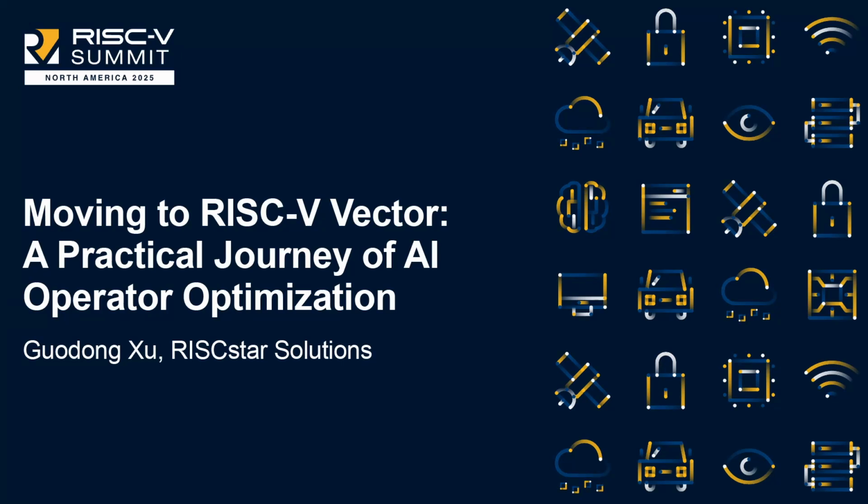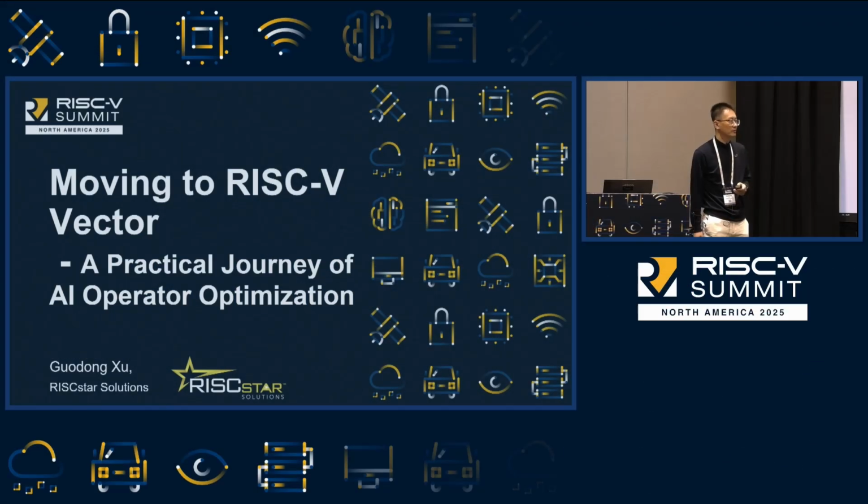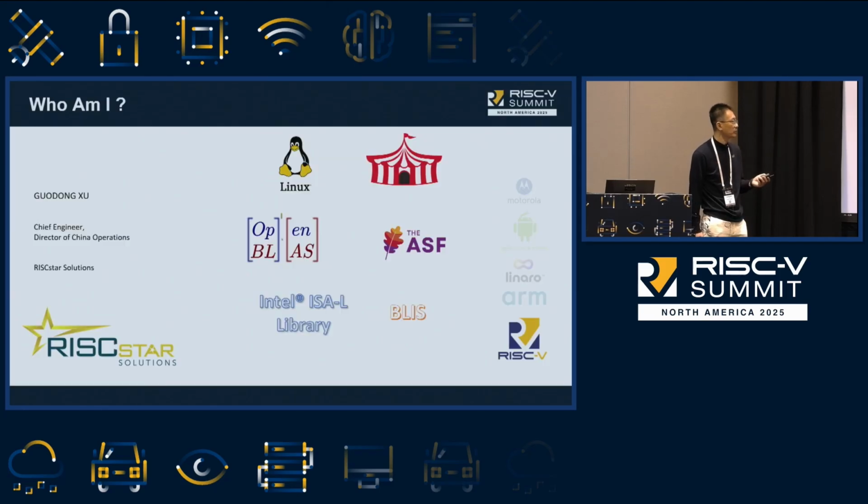So I'm going to start. Today I'm talking about the RISC-V vector. Specifically, I will go through and explain how to use the RISC-V vector in the AI operators. I did some benchmark measurements for two open source libraries.